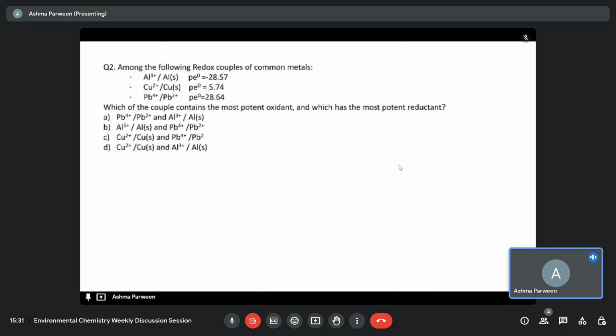So there are three redox couples given and corresponding pE naught value is given, and we have to find out which of the couples contains the most potent oxidant and which has the most potent reductant. So you have to find out the most potent oxidant and most potent reductant out of the four options. So I'll give you all 3 minutes. Just take your time and write the correct option in the chat box.